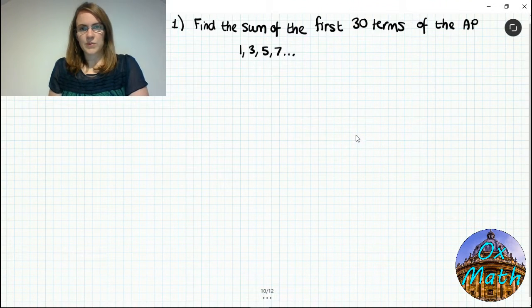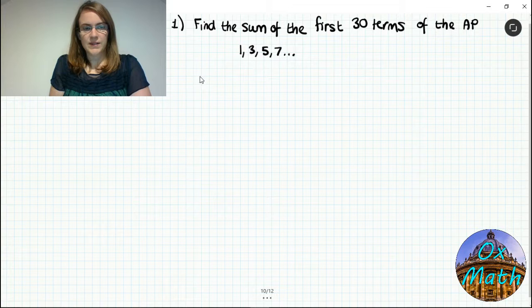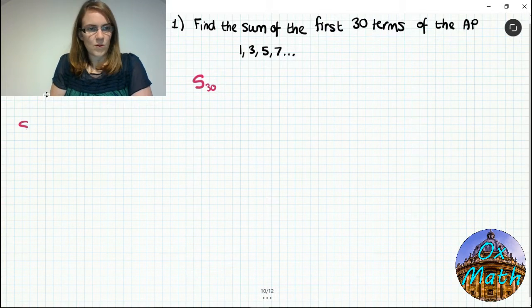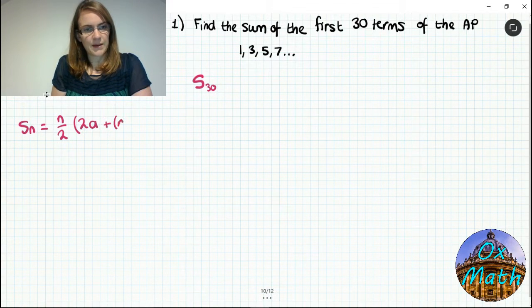So in this question we are asked to find the sum of the first 30 terms. So we are asked to find S30, the sum of the first 30 terms. And we know the first term and the common difference, but we don't know the last term. You could work out the last term, which would be the 30th term, or you could use the second formula we derived, which was n over 2 lots of 2a plus n minus 1 d.